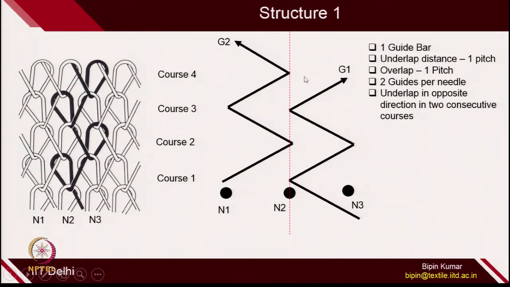All guides will be switching in the same way, but if you follow one particular needle, N1, in the first course, course number 1, if you follow this black one, the yarn is coming from G1.